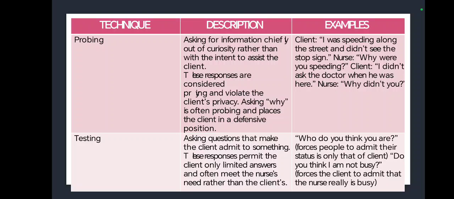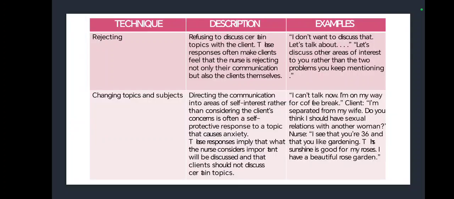So next is testing, asking questions that make the client admit to something. These responses permit the client only limited answers and often meet the nurse's need rather than the client's. So, "Who do you think you are?" "Do you think I am not busy?" So just like that, you give assumptions. Another, rejecting, refusing to discuss certain topics with the client.